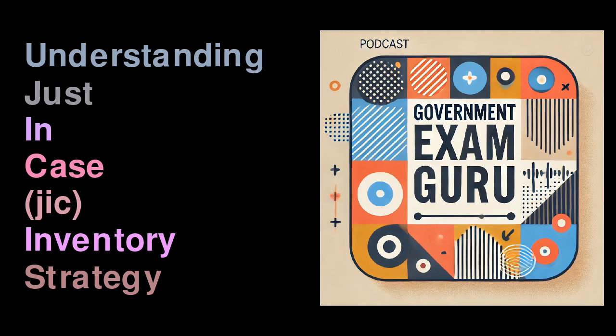In landscapes where demand can fluctuate unpredictably, businesses must carefully consider their inventory management strategies to balance cost with the necessity of meeting consumer needs. Understanding when and how to implement JIC can be the key to business resiliency and growth.